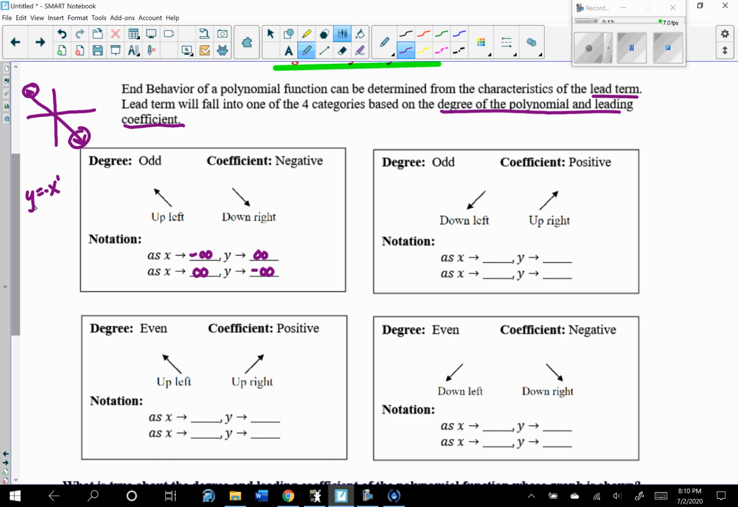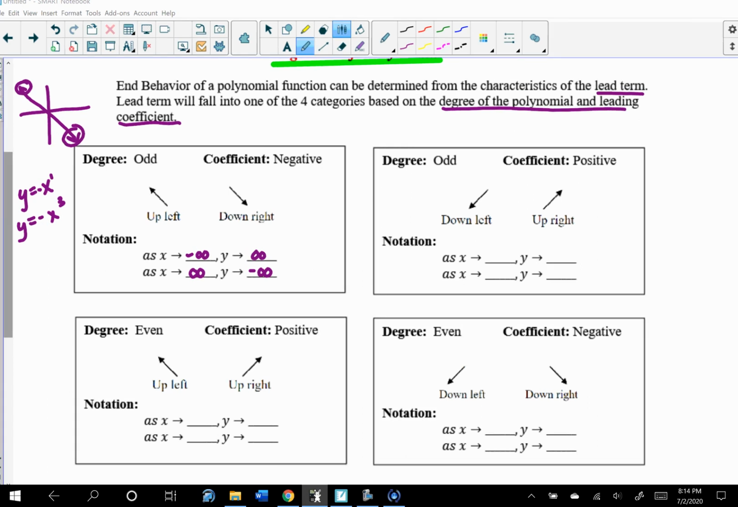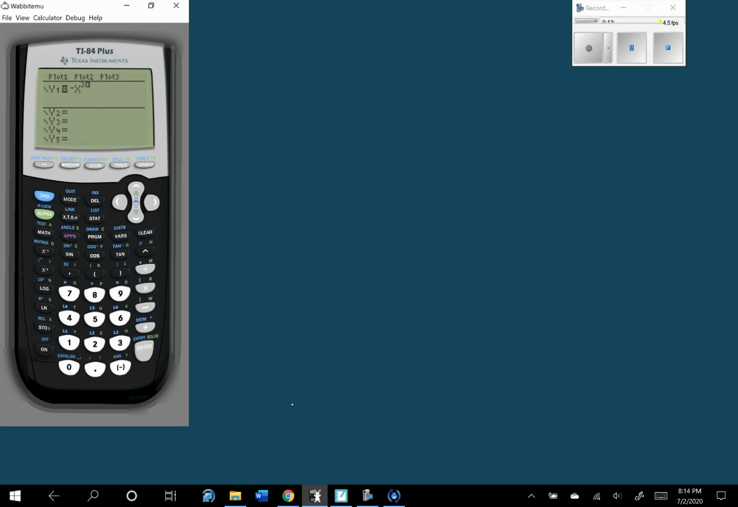Do we have to have y equals negative x? No. Let's do y equals negative x cubed. So let's go ahead and look at this in our calculator. If you don't remember, we just talked about cubic functions the other day and we looked at the graphs. So if I hit graph here, notice again, our graph is up to the left and down to the right.